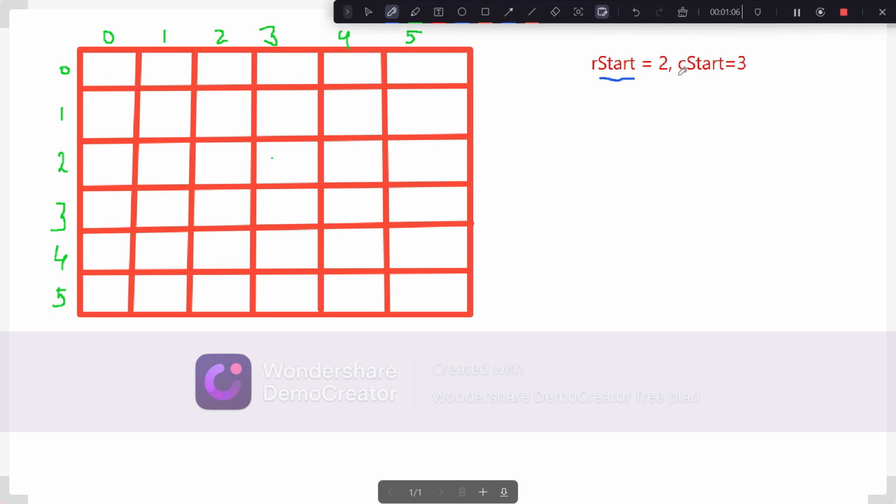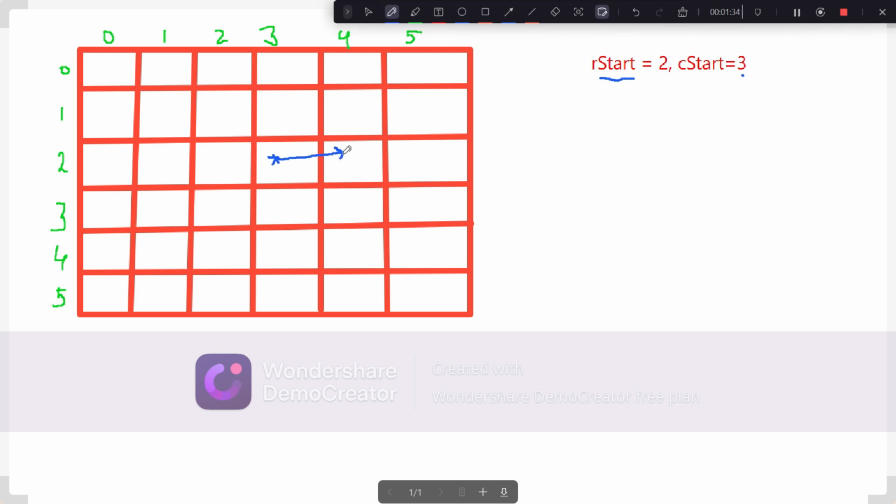We are starting from row equal to 2 and column equal to 3. This is the point where we start. Now we have to go in the spiral way, which means the clockwise direction. This is our start point. First of all, we start from it and go to the right of it by one step. Now we are here.